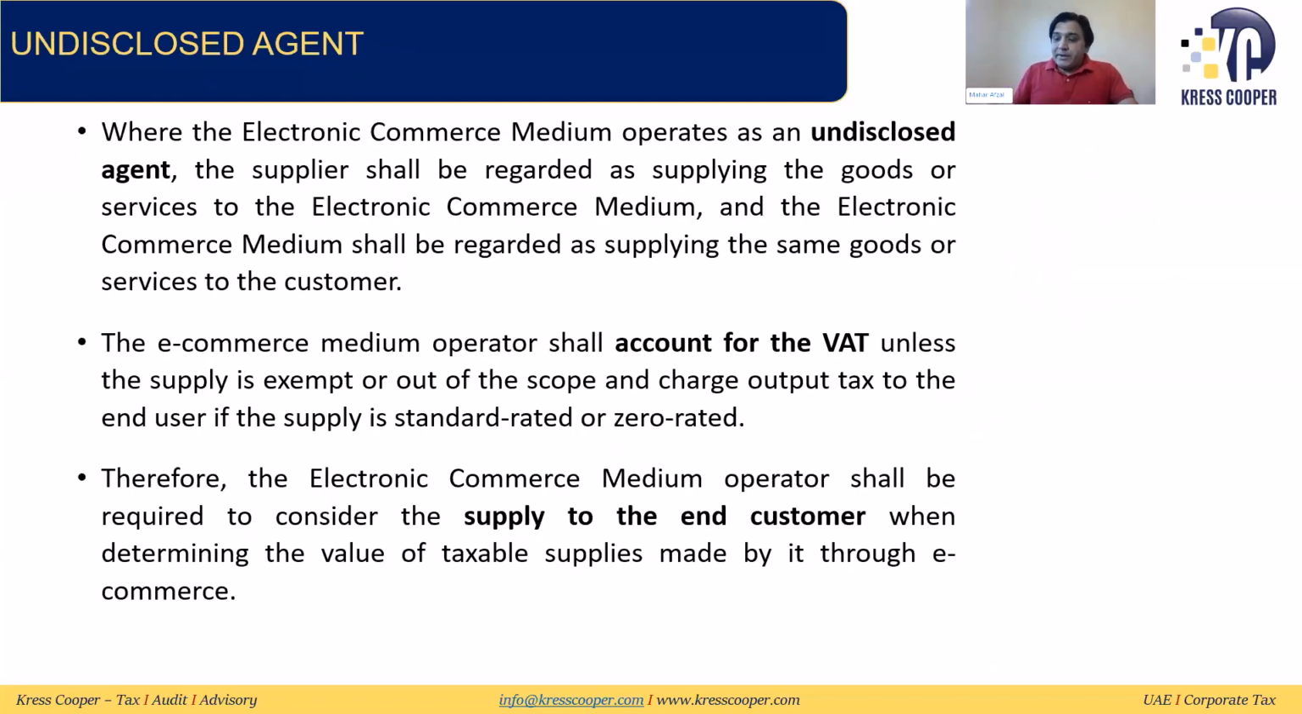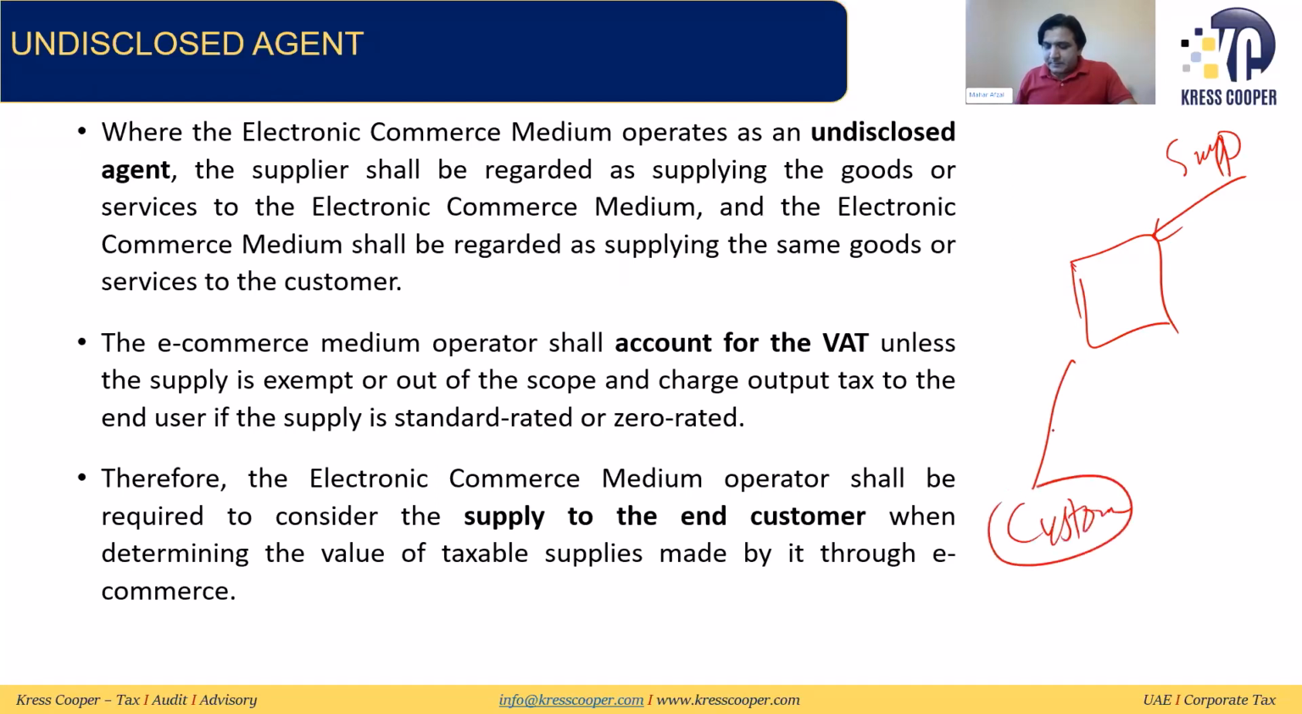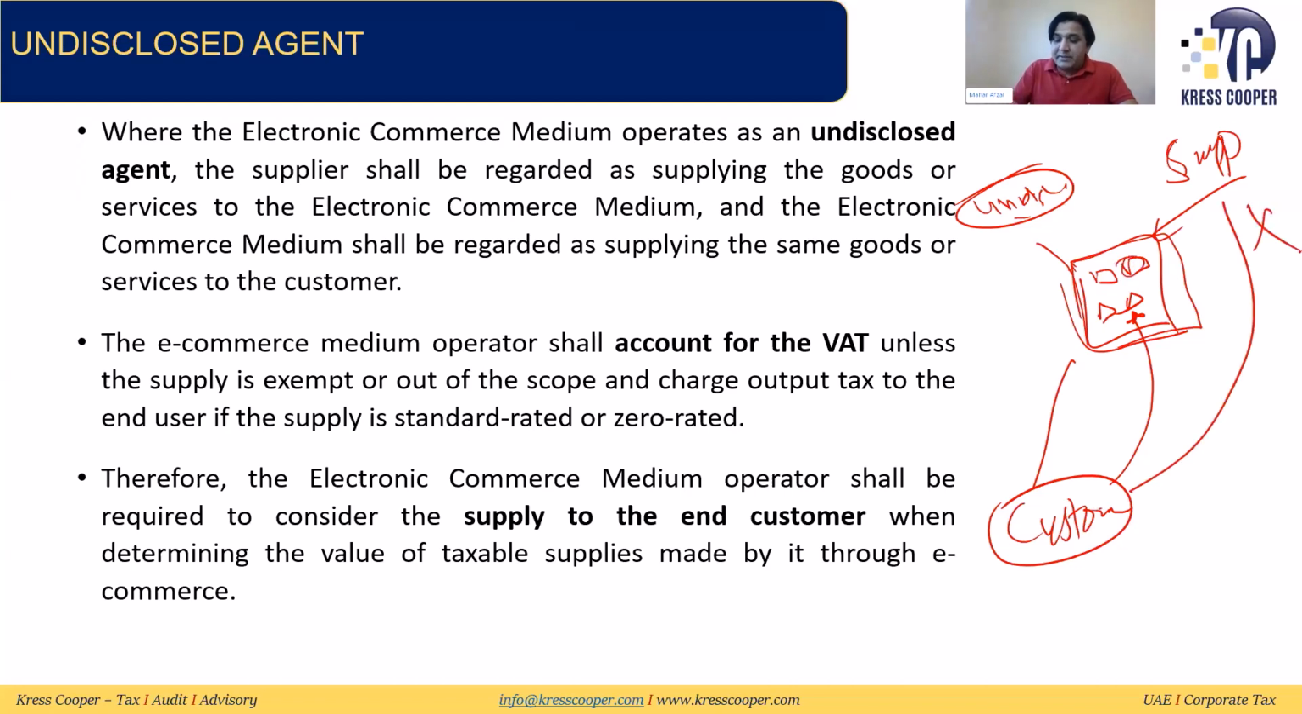Undisclosed agent: there is a possibility that there is an electronic platform, a supplier behind it, and a customer. If the supplier is displaying the goods and services on the electronic platform, but the customer cannot see who the actual supplier of these goods is, then it will be considered an undisclosed agent, because the customer doesn't know who the actual supplier behind these goods is.